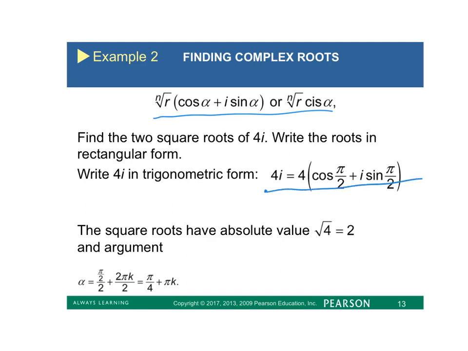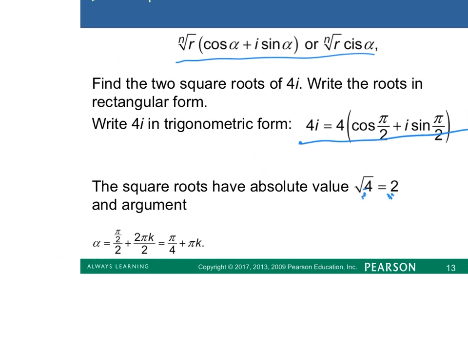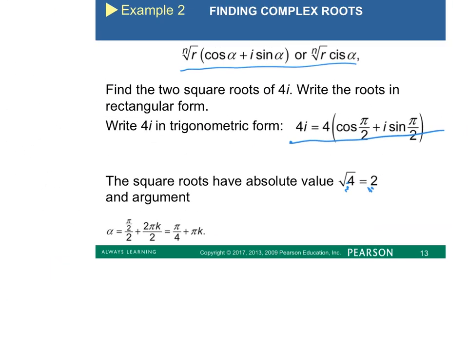Now the square root, I already found that the square roots have an absolute value of square root of 4, which is 2. Where did that come from? What he's talking about is here. You take the nth root of my r. So the square root of my r, which is the square root of 4, is a 2. So there it is. Now, I need a new angle. This is my theta.